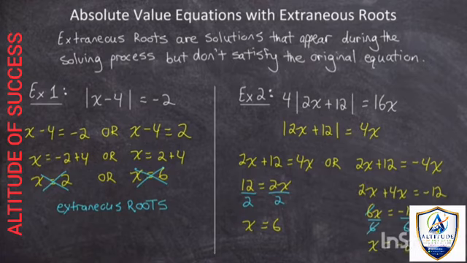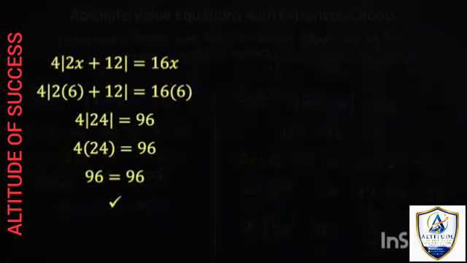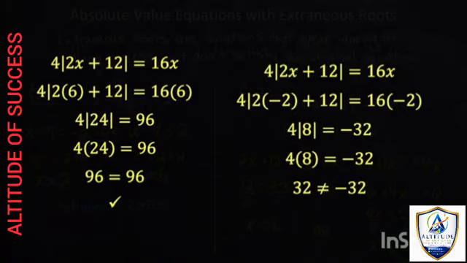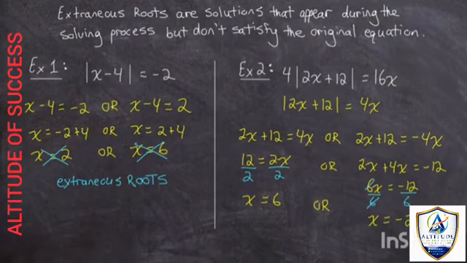But remember, when solving an absolute value equation, you might get an extraneous root, so you have to check these answers and make sure they both satisfy the original equation. When subbing 6 in for x into the original equation, it makes the left side equal the right side. It makes them both 96. But when I sub negative 2 in for these x's, it doesn't make left side equal right side. It makes the left side 32, but the right side negative 32, which means this answer of negative 2 is not a solution to the original equation. So we'll cross it out, and we'll indicate that that's an extraneous root.